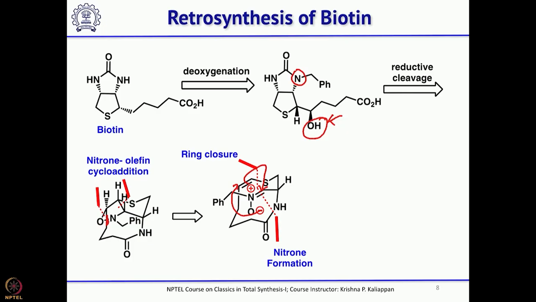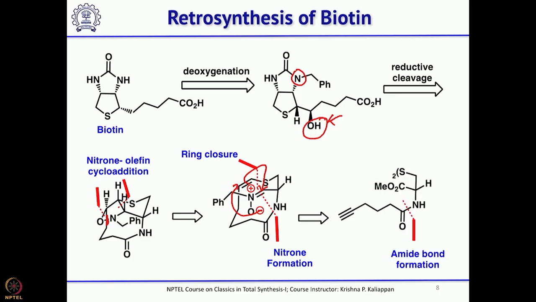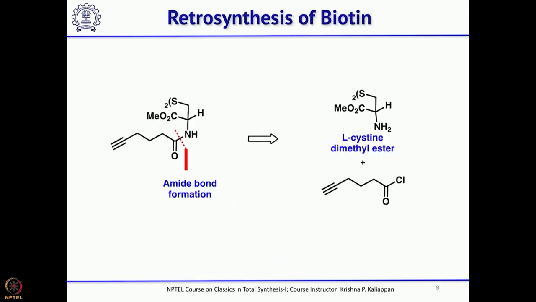Now you just see, this can be obtained from this particular compound, which can be made from the commercially available amino acid called cysteine. And from cysteine you can acylate with this carboxylic acid. So basically you are going to start with L-cysteine methyl ester and this acid chloride, which you can make in 3 to 4 steps, and it is a known compound.